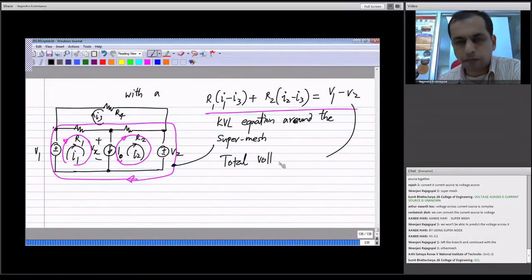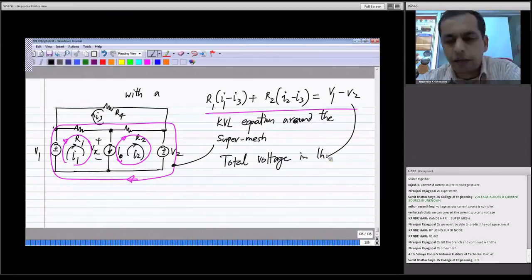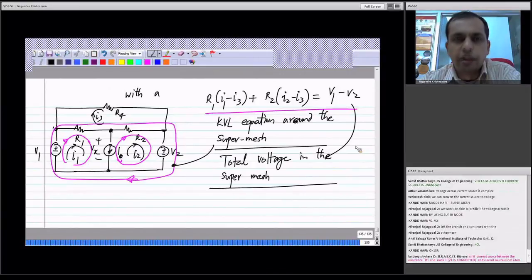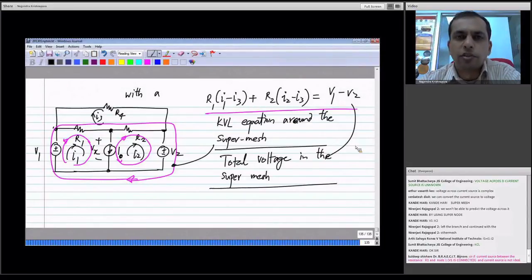Okay. Is this clear? Any questions? This is exactly analogous to what we do with nodal analysis and voltage sources. There we define a super node which comes out because of defining an auxiliary variable and cancelling out by adding two equations. Here we define the voltage across current source as the auxiliary variable, add up the equations for the two meshes, that auxiliary variable cancels out, and you will be left with a single KVL equation around the super mesh. Okay.